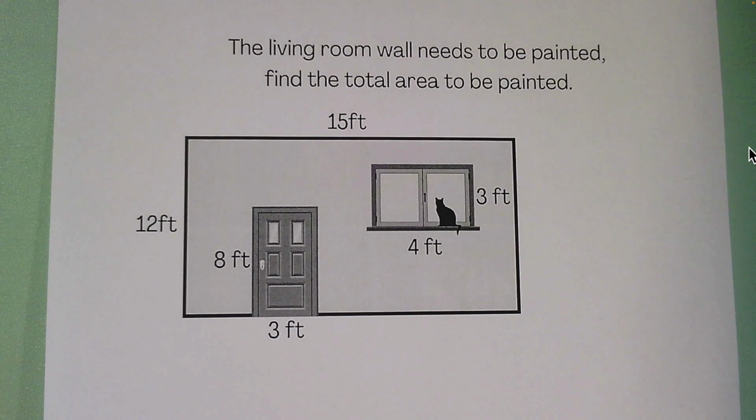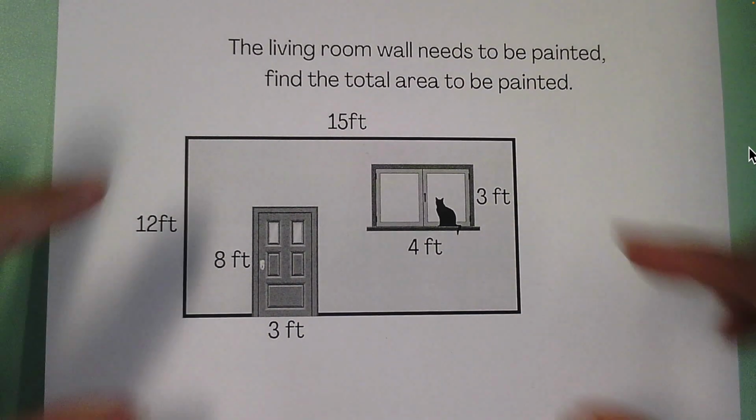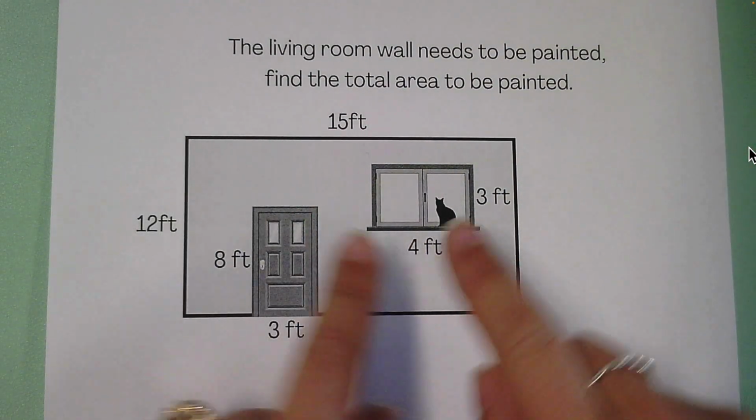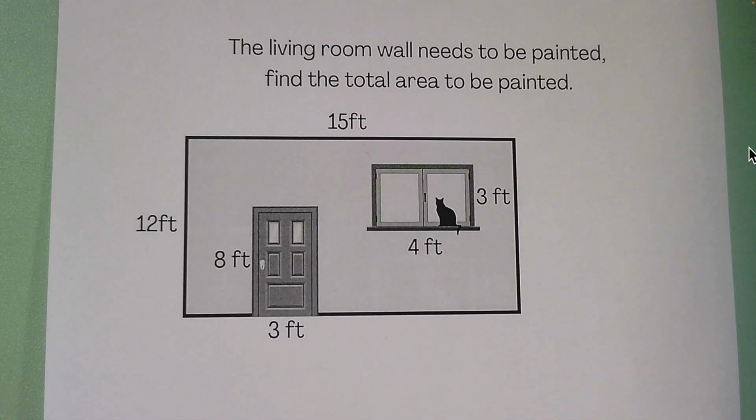So let's go. For this word problem, the living room wall needs to be painted, the whole wall. But I need to find the total area that needs to be painted because we're not going to paint over the door and we're not going to paint over the window. So I'm first going to find the area of this whole shape. But then I'm also going to find the area of the window and the area of the door and subtract those. So first things first, let's find the area of the whole shape.